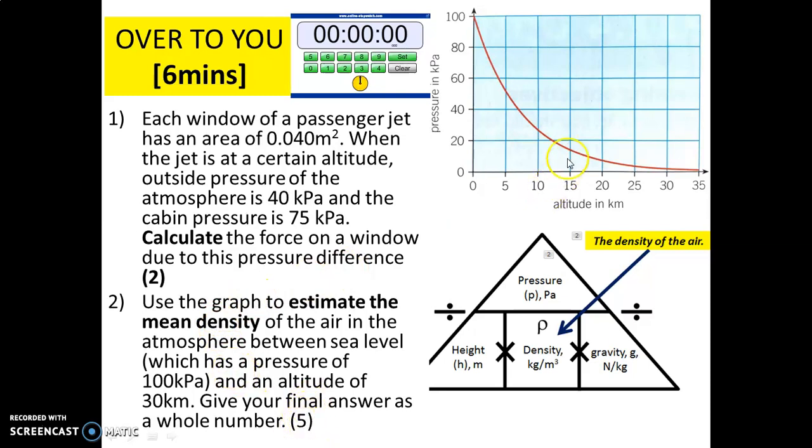It's a 5-mark question. This is grade 7, question 2. Use the graph to estimate the mean density of the air in the atmosphere between sea level, which has a pressure of 100 kilopascals, and an altitude of 30 kilometers. Give your final answer as a whole number. So don't worry too much about getting a perfect number here, but just roughly estimate the best you can what number you reckon that is across the graph, and then when you're ready for the answers, press play. Otherwise, pause the video now and give the questions a go.